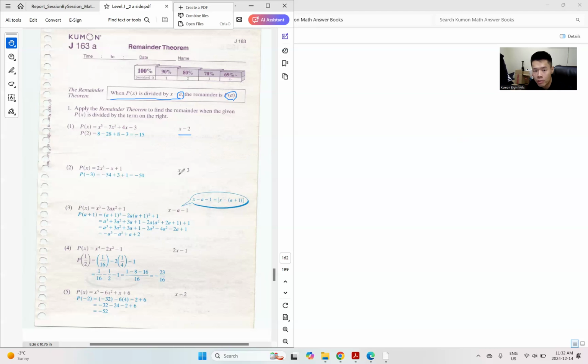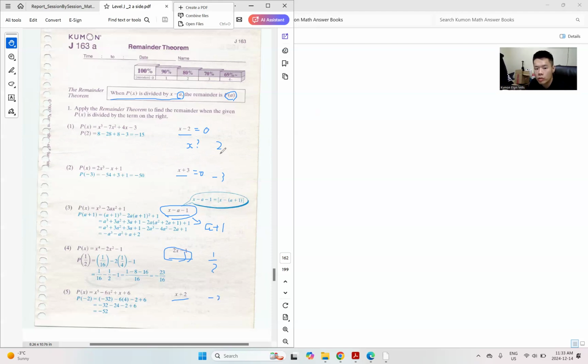which means that the remainder is this value. So if I'm looking at x minus 2, x plus 3, x minus a minus 1, 2x minus 1, x plus 2, essentially what you're going to do is let this equal to 0. And what is the x value here? 2. Good. Let this equal to 0. What is the x value here? 3. Good. Let this equal to 0. What is the x value here? x equals a plus 1. Okay, a plus 1. What about this guy here? x equals 1 over 2. And this one is negative 2.